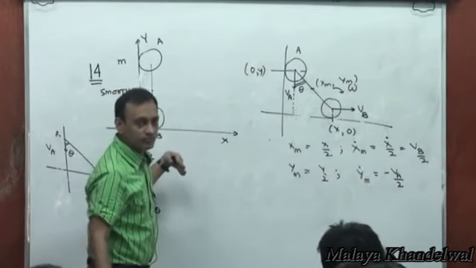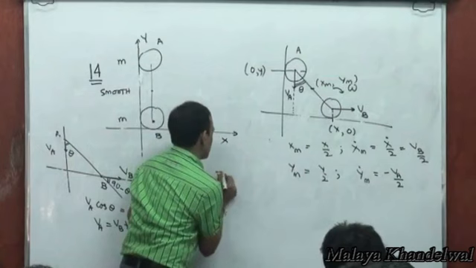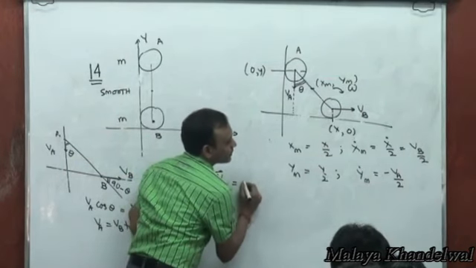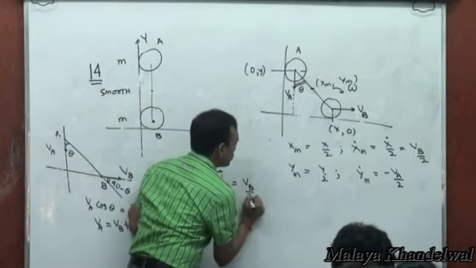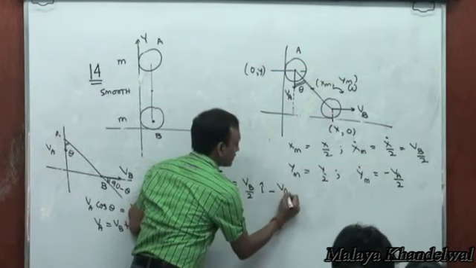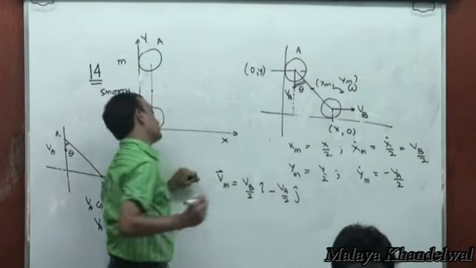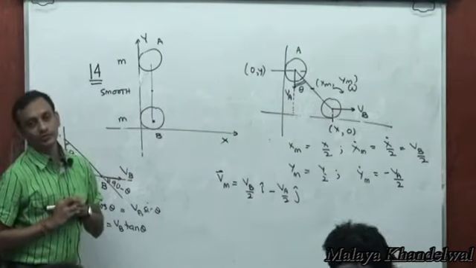And VA and VB are known from those equations. So the velocity of the midpoint is going to be VB by 2 I cap minus VA by 2 J cap. That would be the velocity of the midpoint.